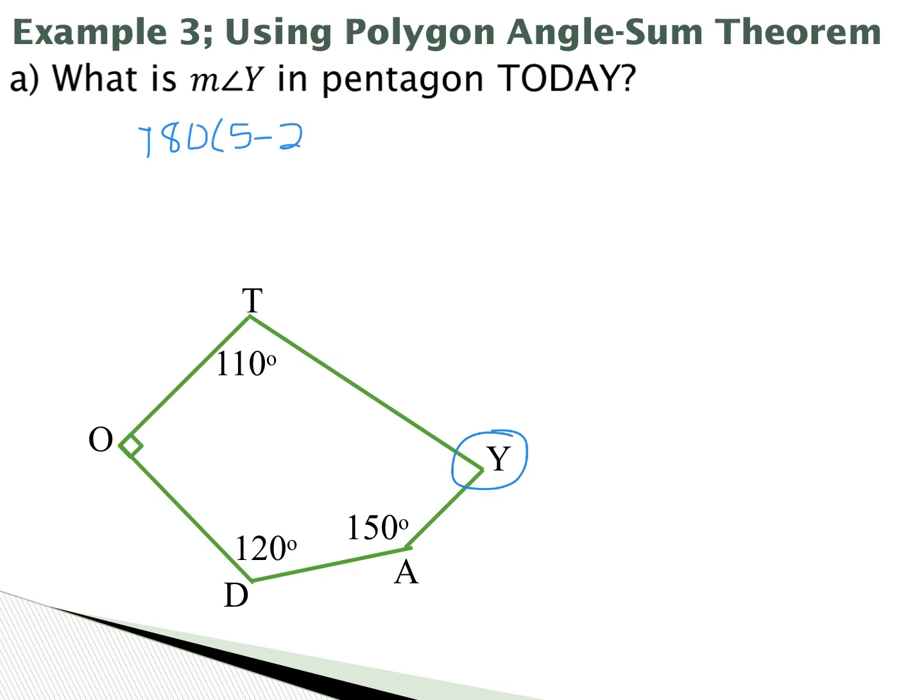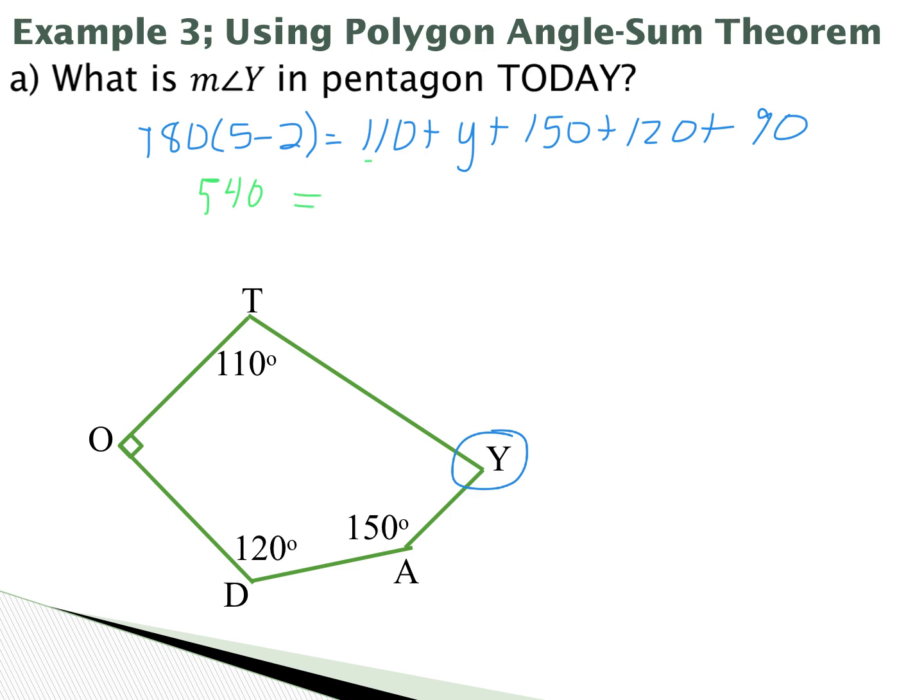180 times 5 minus 2, and that's going to equal all the angles added together, which would be 110 plus the measure of angle y plus 150 plus 120 plus the little box means 90. Okay, so if we work out the left side, 180 times 5 minus 2, that would be 540 degrees in any pentagon.